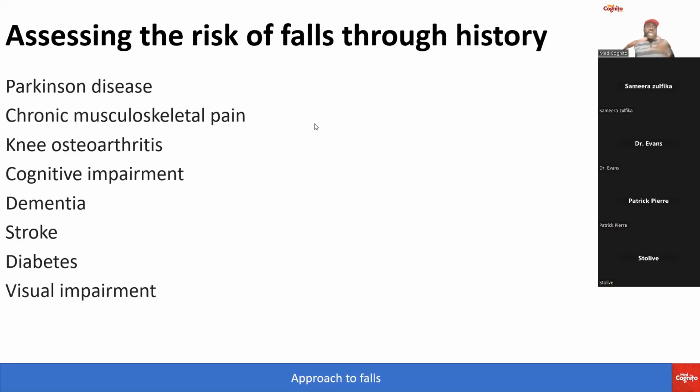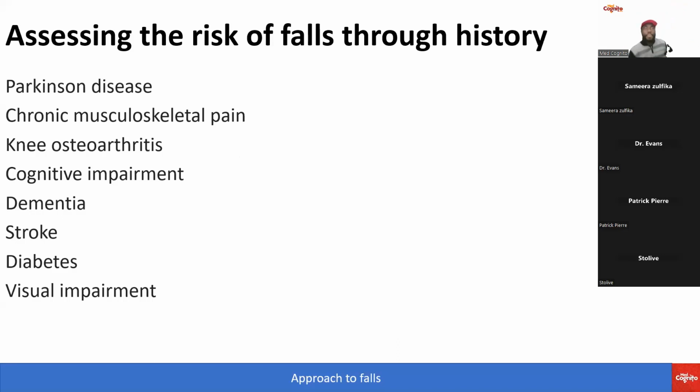So, according to the textbook, what are the conditions which predispose a patient to risk of falls? Number one, Parkinson's disease. Remember that with Parkinson's disease, at times they have this shuffling gait, you know, the way they walk.